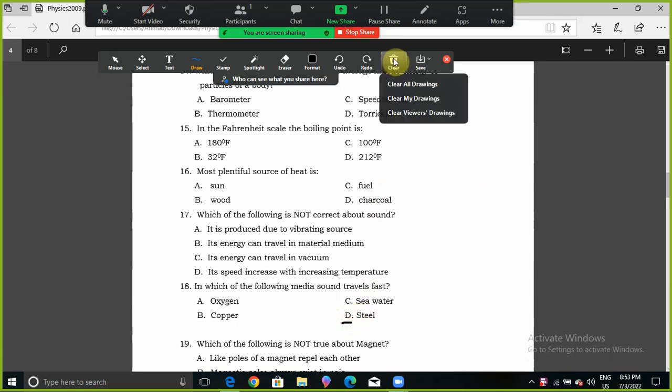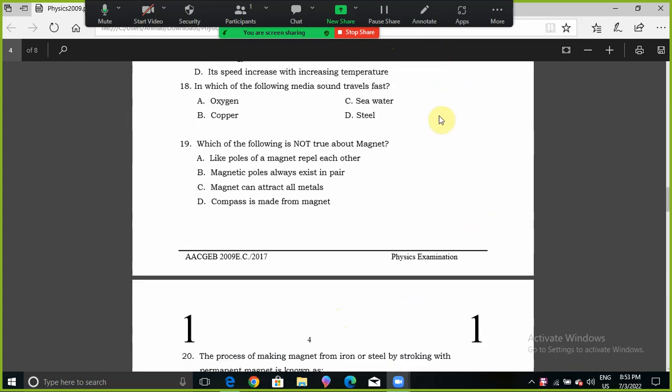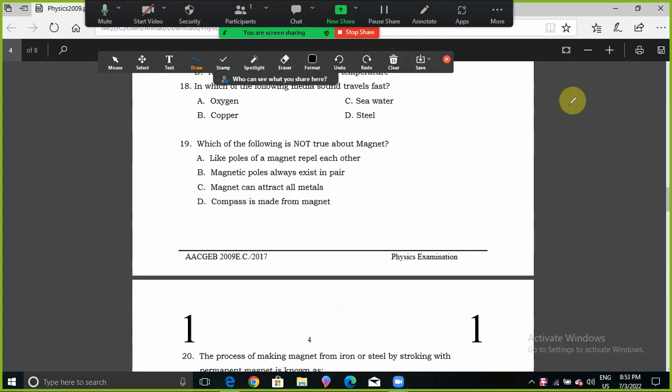Okay. Now let's go for question number 19. Question number 19 says, which one of the following is not true about magnet? Like poles of a magnet repel each other. Magnetic poles always exist in a pair. Magnet can attract all metals. Compass is made from magnet.